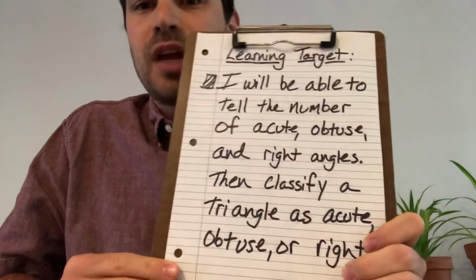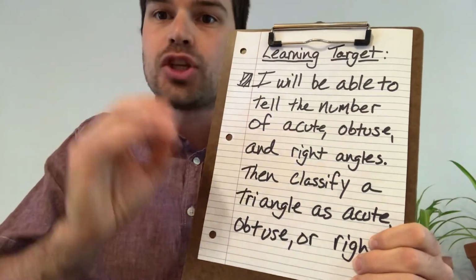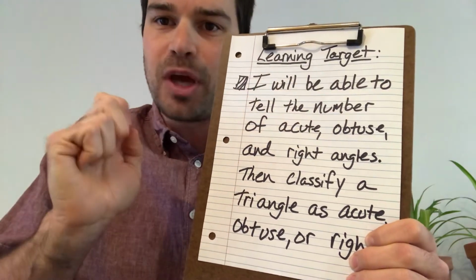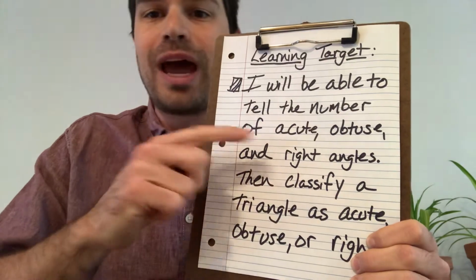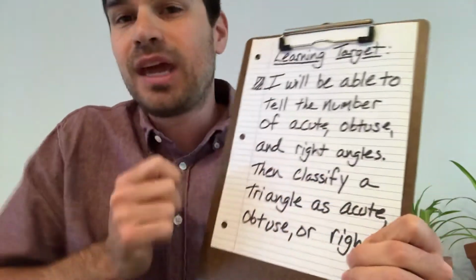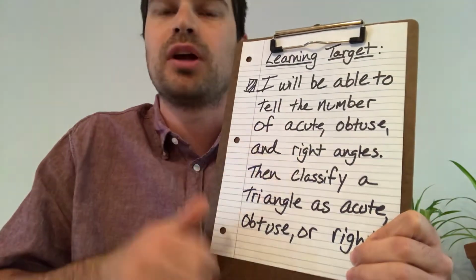So before I end the video, I want to go back to the learning target. The first part of it was I will be able to tell the number of acute, obtuse, and right angles within a triangle. So angles are where a vertex is, where 2 sides meet. The inside measurement, which we will get to eventually, is how we determine whether it's acute, obtuse, or right. And finally, after that information, you'll be able to decide if it's a right triangle, an acute triangle, or an obtuse triangle.